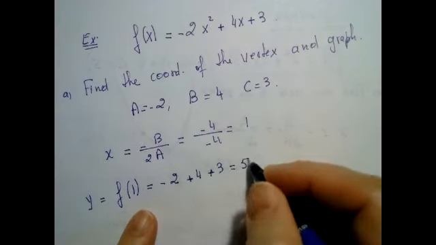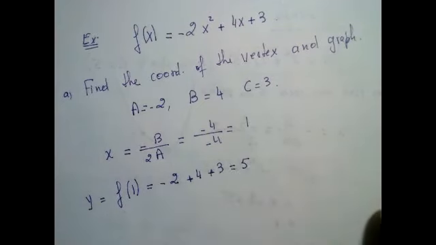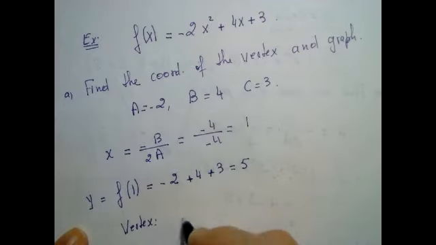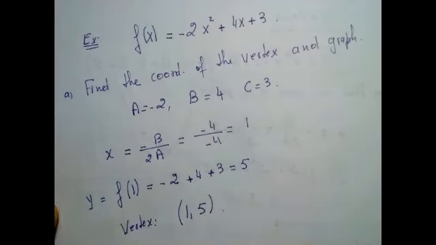So the students are getting 11. Why are we getting 11? Okay, so the coordinates of the vertex are 1 and 5. Okay, so this is the vertex.